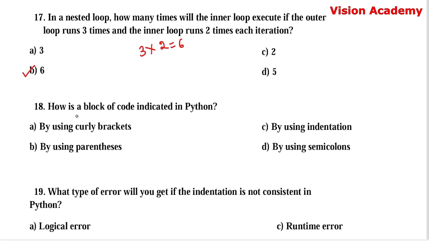Question number 18. How is a block of code indicated in Python? Option A, by using curly brackets. B, by using parenthesis. C, by using indentation. D, by using semicolons. Here option C, by using indentation is the right answer.